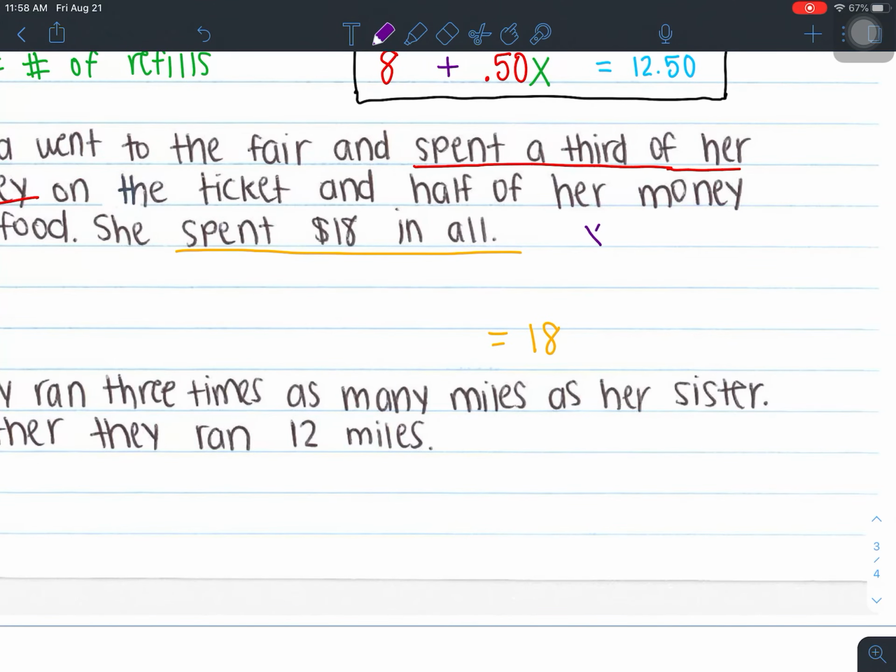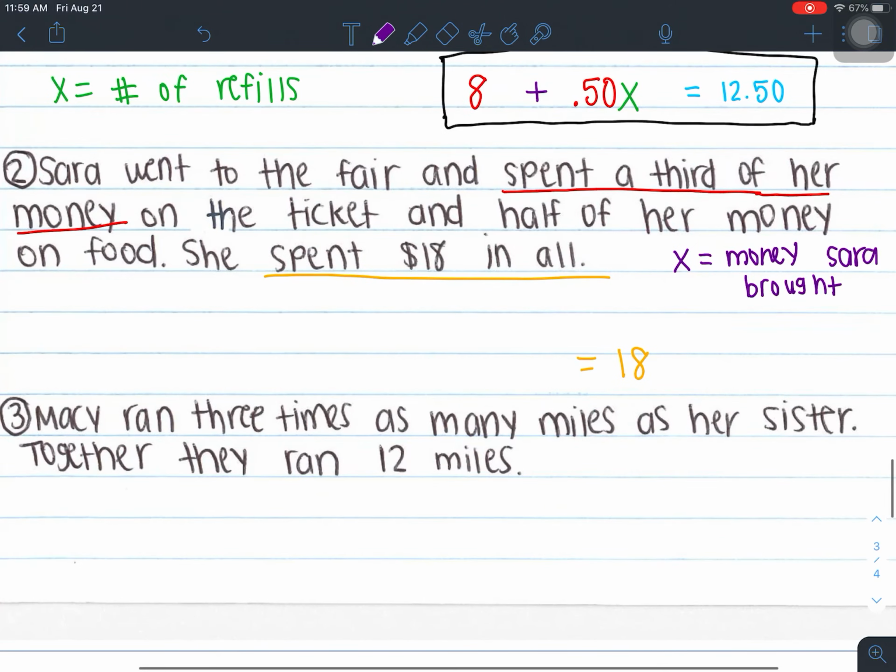No. I have no idea how much money she brought. So X is the money Sarah brought. We have no idea how much money Sarah brought with her. We just know that she spent $18, but she could have brought $100, she could have brought $50. So X is the thing that we don't know. We know that she spent a third of her money on it.